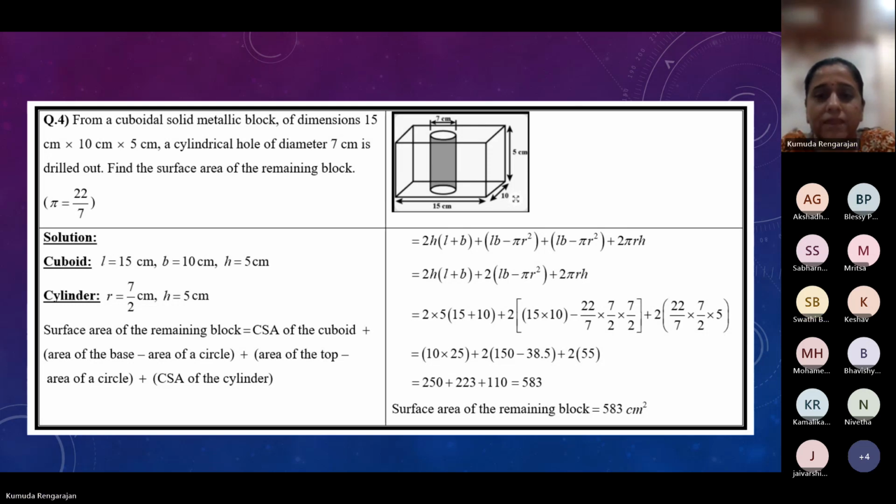Yes, ma'am. There's nothing common. The total surface area of the cuboid, that is the 6 surfaces, is entirely different from the surface area of the cylinder. There is no surface common. So you cannot subtract. Yes, ma'am. Okay.